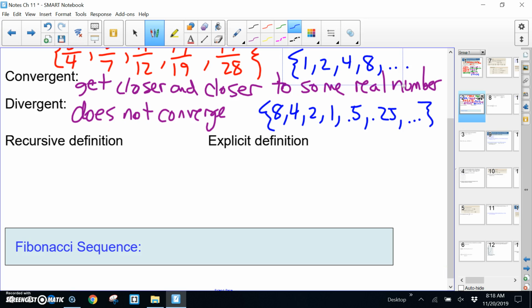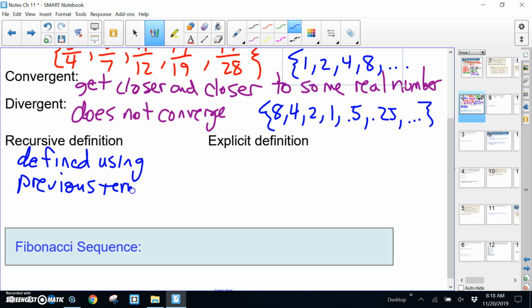Recursive definition is defined using previous terms. So what you're going to see is, if they are defining the nth term, a sub n, they're going to use the term before that, which might be n minus 1. So let's say we have a sub n equals a sub n minus 1 plus 2 or whatever, okay? They're just taking the last term and adding 2 to get the next term, okay?